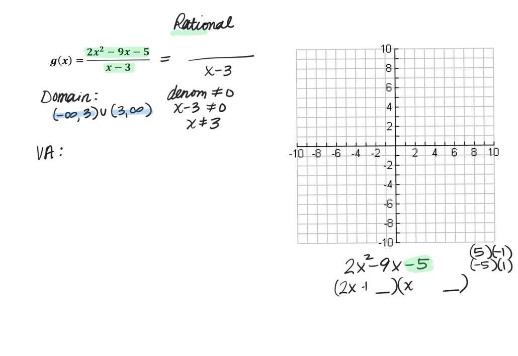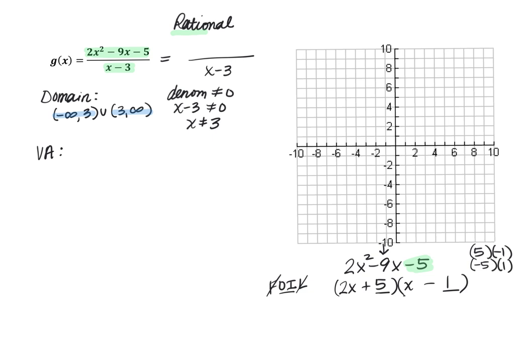Let's pretend like I think it's a positive 5 and a negative 1. Now I'm going to check this by doing first, outside, inside, last. I've already checked the first and the last, so I'm just checking the outside and inside. So outside would be 2x times negative 1, which is negative 2x. And inside would be 5 times x, which is 5x. Now 5x and a negative 2x will not add to give me negative 9x. So that tells me that I've chosen incorrectly. So I'm going to erase.